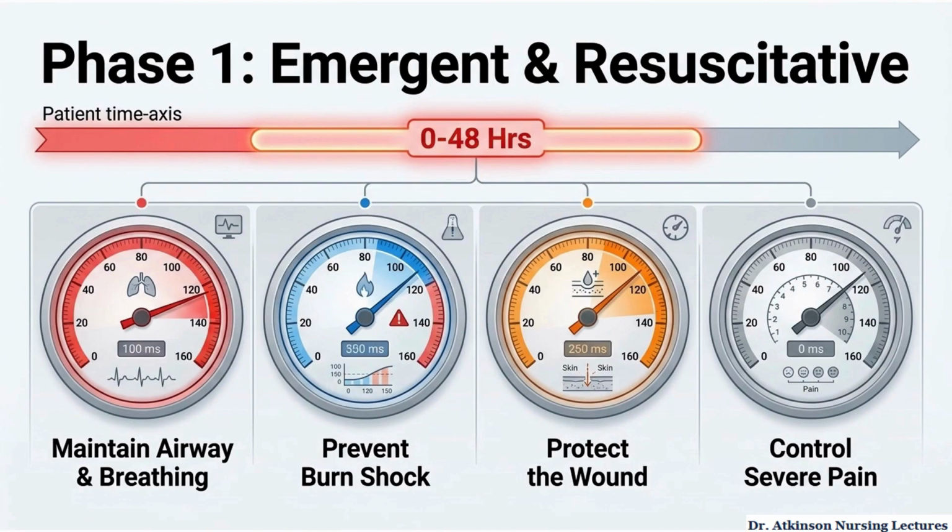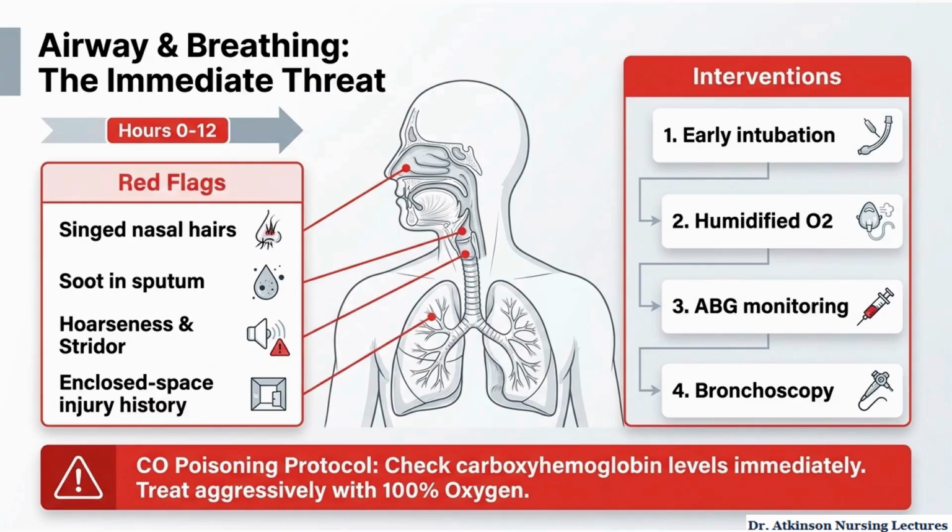In the emergent phase, your 4 goals are maintaining airway and breathing, preventing burn shock, protecting the wound, and controlling severe pain. In the first 12 hours, watch for red flags of inhalation injury: singed nasal hairs, soot and sputum, hoarseness, stridor, or an enclosed space history. Move quickly to early intubation, humidified oxygen, ABG monitoring, and bronchoscopy. For CO poisoning, check carboxyhemoglobin immediately and treat aggressively with 100% oxygen.